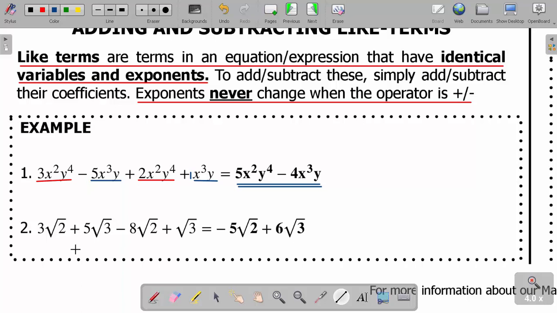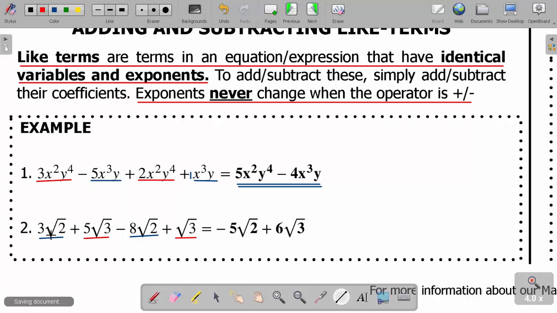Now it could also be in surds, like in this case, where I have 3 root 2 plus 5 root 3 minus 8 root 2 plus root 3. Okay, now in this case the like terms have the same root. In other words, 3 root 2 is a like term to this other one with the root 2, because they have the same root. And this other one, which has got root 3, that is 5 root 3, is also a like term to the other one, which is 1 root 3. Okay, then now I can add or subtract.